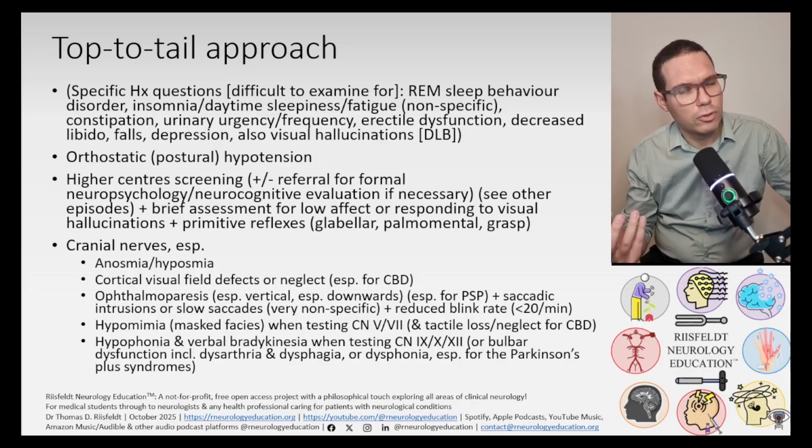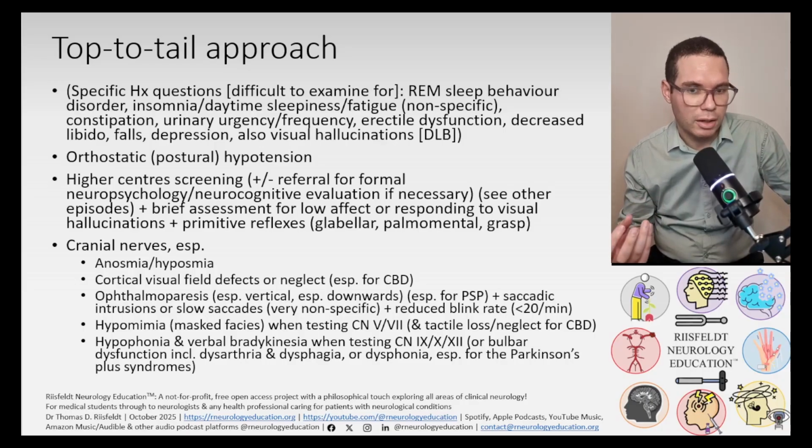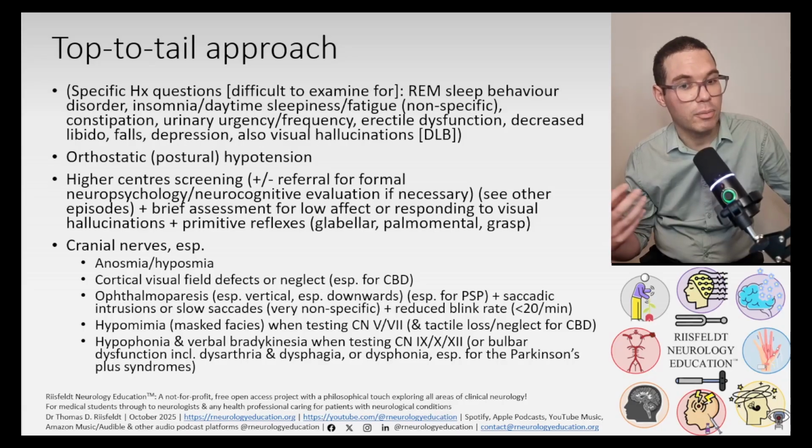One other thing that you can look for, which is often forgotten about, is a reduced blink rate. So the number to remember is 20. So if the patient is blinking 20 times a minute or more, then that's okay. But if they're blinking less than 20 times per minute, then that's consistent with reduced blink rate. And that can be seen in Parkinson's disease and in some other extrapyramidal conditions.